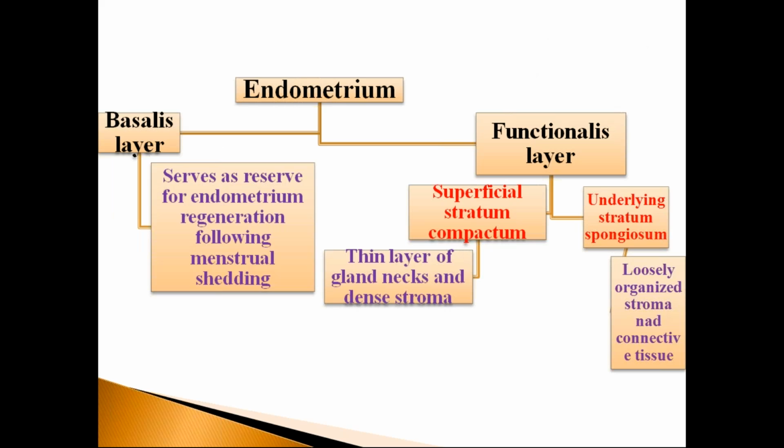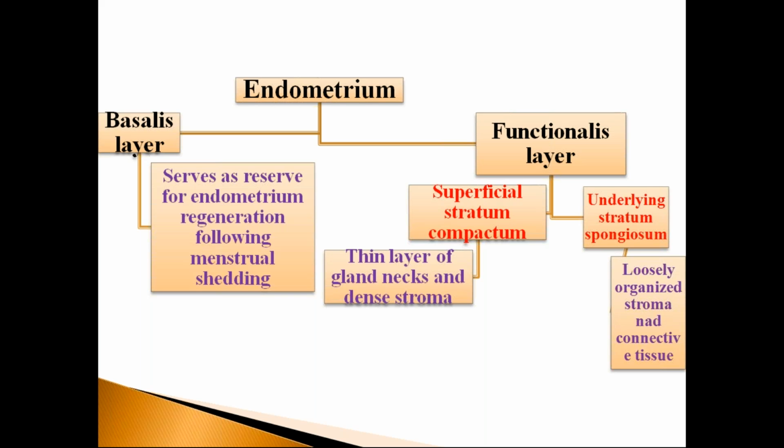So coming to the endometrial changes which are going to happen in a menstrual cycle. The endometrium has a basal layer and a functional layer. This basal layer of endometrium usually serves as a reservoir. After every menstrual cycle, after shedding of the endometrium, this basal layer regenerates into a functional layer. So the basal layer serves as a reserve for endometrium and regeneration following menstrual shedding.